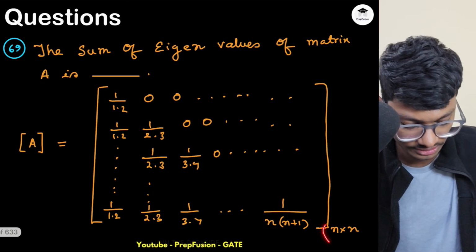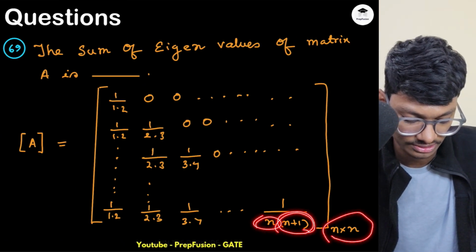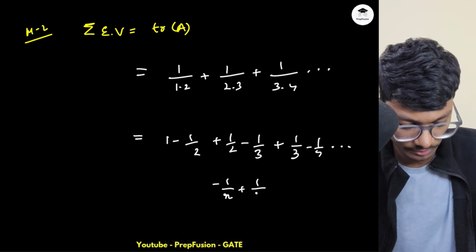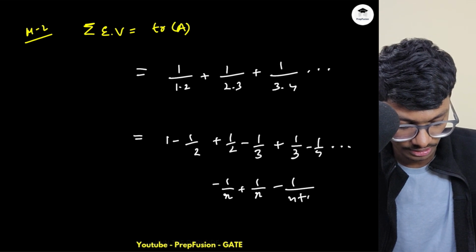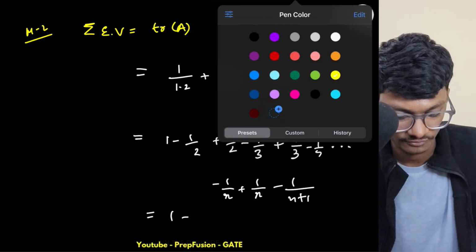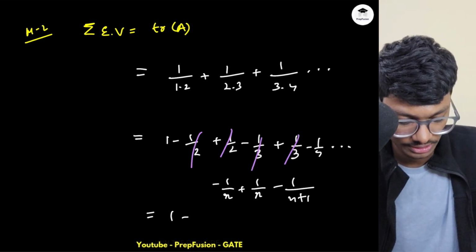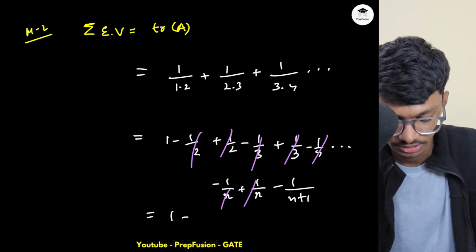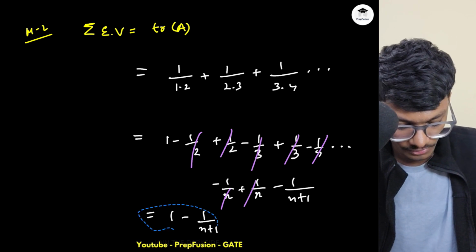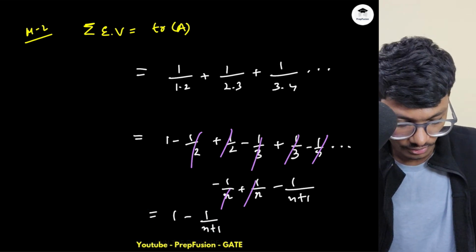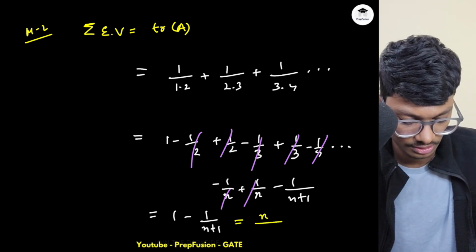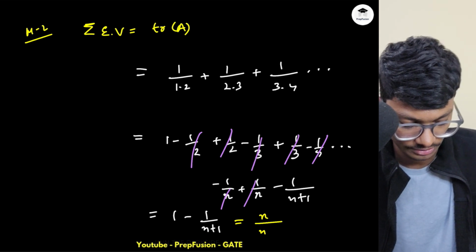So what do you notice here? This is an n cross n matrix, and the last one is n plus 1, and this is n. So what will happen is this will be minus 1 by n, then plus 1 by n, and minus 1 by n plus 1. Everything else will get cancelled. If you observe carefully, this is getting cancelled, this is getting cancelled, this is getting cancelled. Only we will be left with 1 minus 1 by n plus 1. So this will be simply n plus 1 minus 1 over n plus 1, so this is n divided by n plus 1.